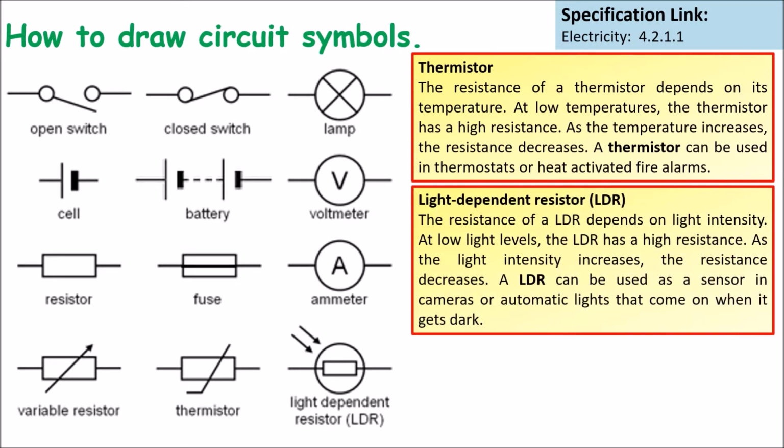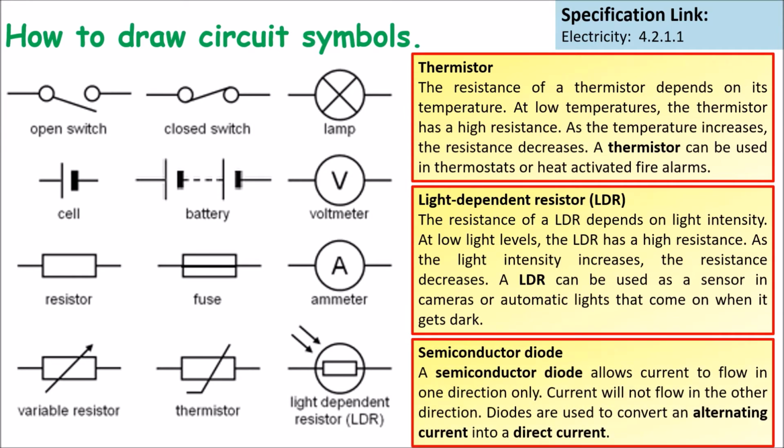A light-dependent resistor is a resistor that depends on the light. So the resistance of the light-dependent resistor depends on the light intensity. So at low light levels, the LDR has a high resistance. So as the light intensity increases, the resistance decreases.